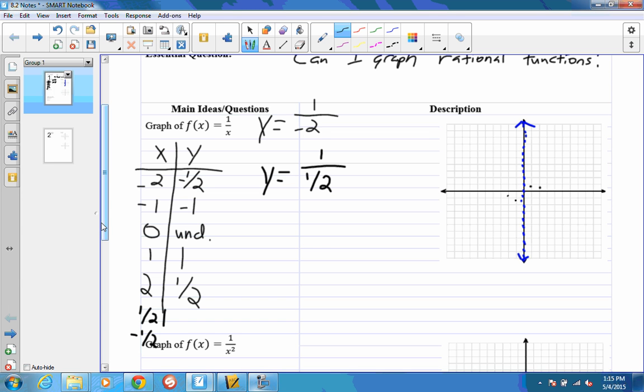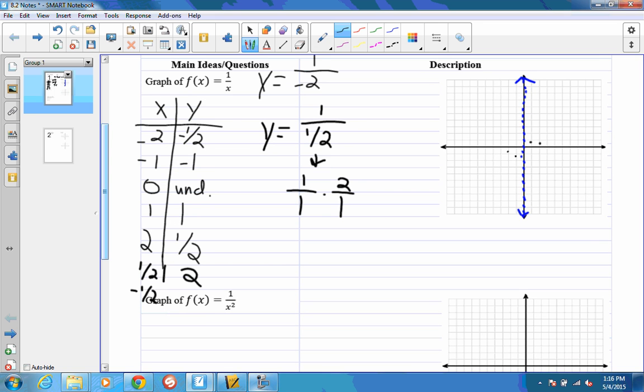1 over 1/2. When I'm dividing by a fraction, what can I do with that? 1 divided by 0.5 equals 2. You can do that. Or you can think of this as 1/1 times 2/1. When I'm dividing by a fraction, that is the exact same as multiplying by the reciprocal. So 1 times 2 is just 2. If I plug in -1/2 and make this negative, I just get an answer of -2.